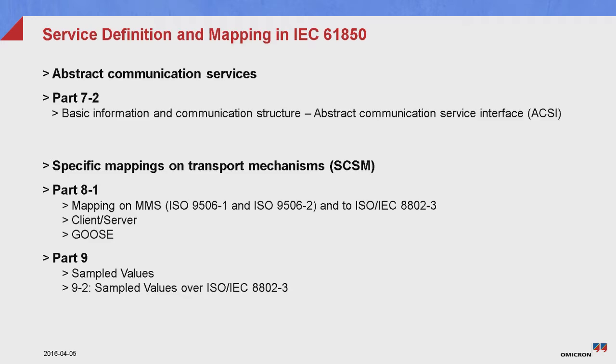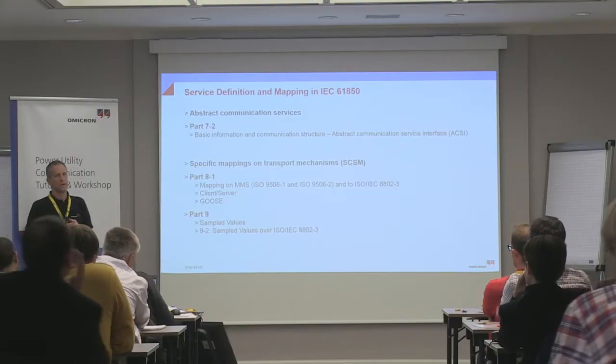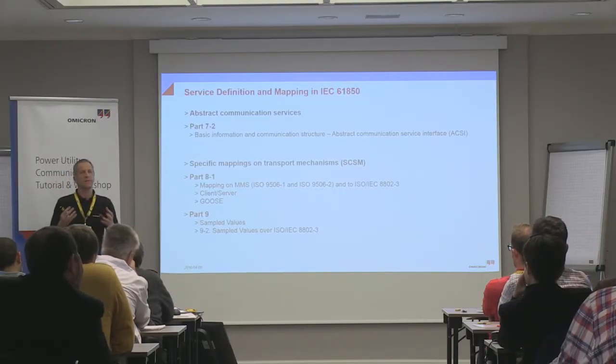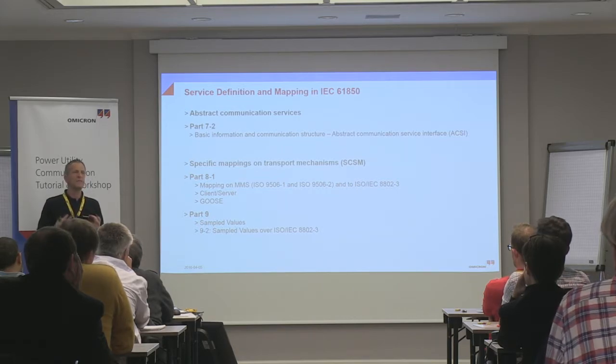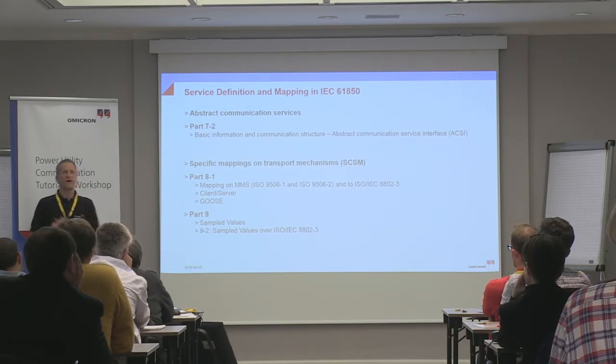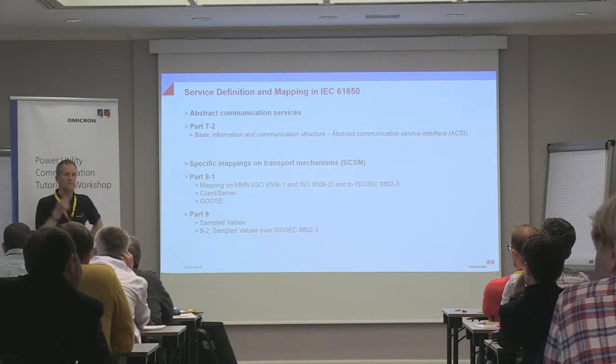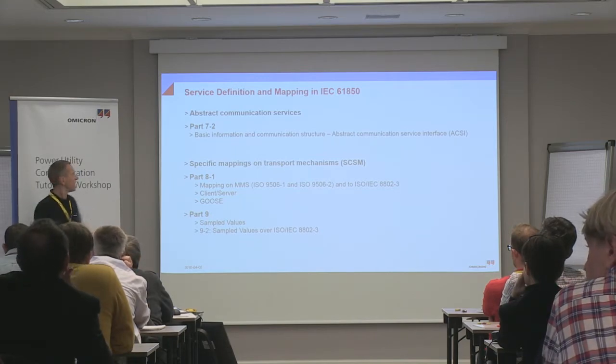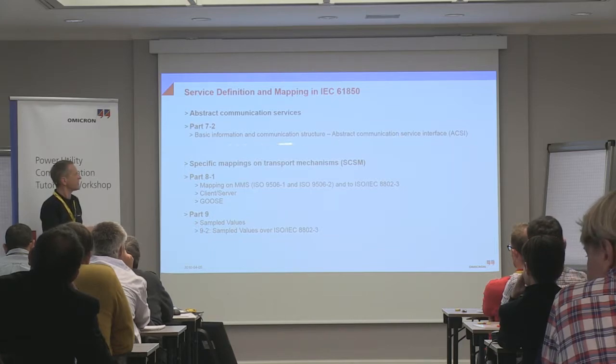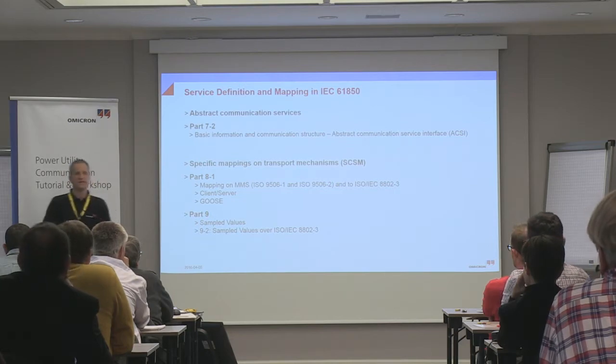Also, Christoph talked about this abstract communication mapping and the specific mapping. I come back on this topic because it has a little bit of an effect on how people call these protocols. I want to clarify the naming a little bit. Nobody talks about part 7.2 when he talks about GOOSE or sampled values or client server, but in fact, the communication itself, how it should work, is defined in part 7.2.